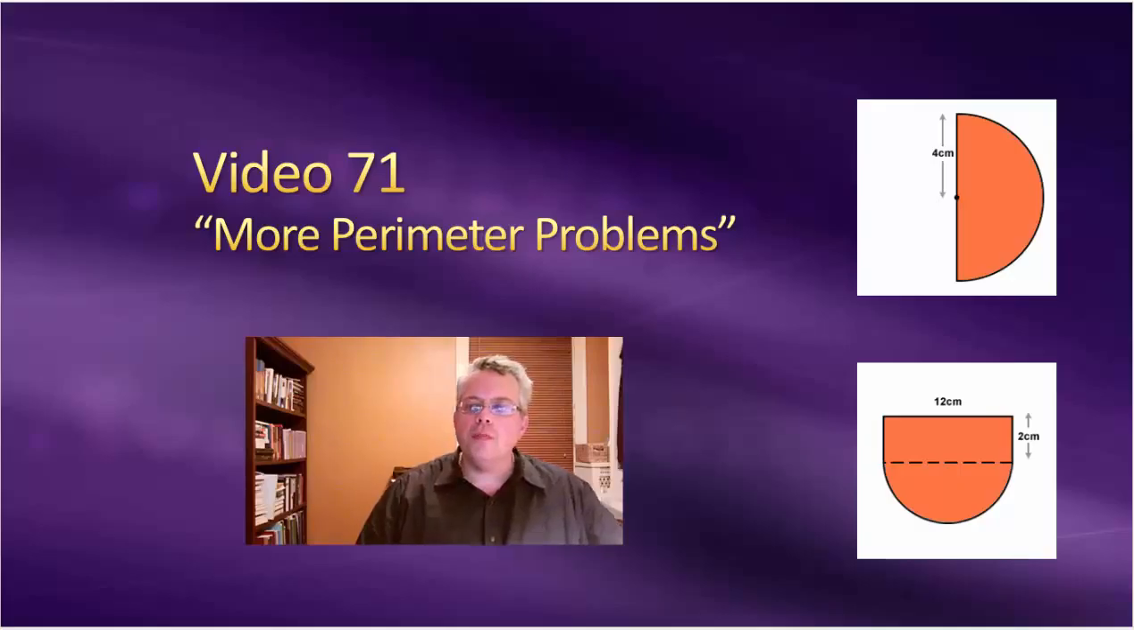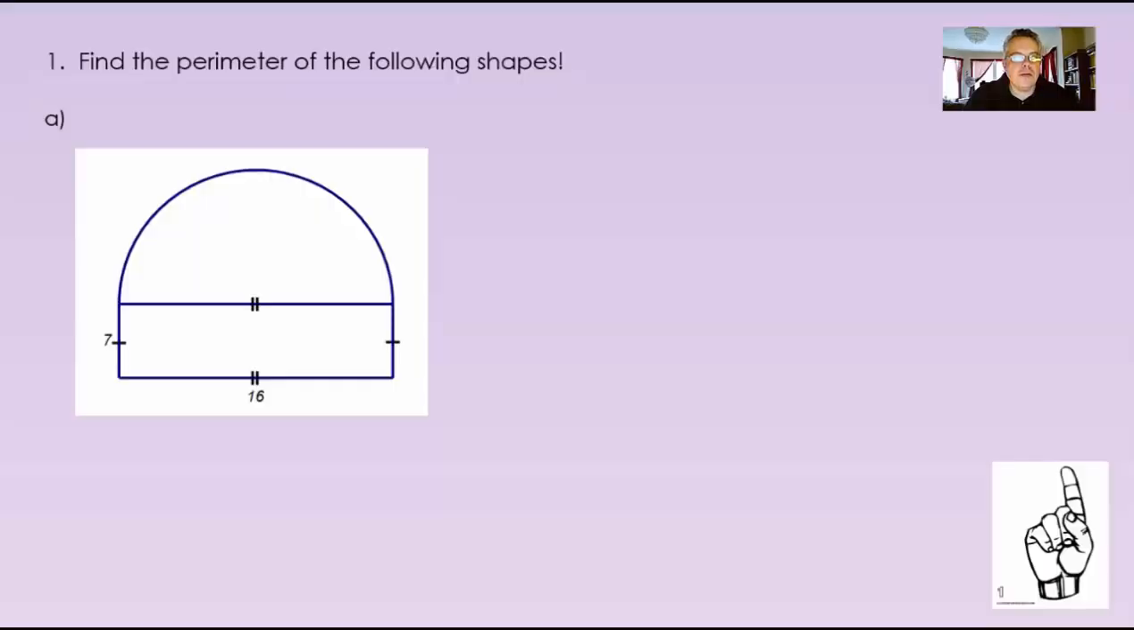Today we're going to talk about more perimeter problems. We're going to discuss how to do the perimeter of shapes that are part circles and part not. Here we go. These are perimeter problems that have a couple of steps to them. So we want to find the perimeter of this shape here. We see there's kind of a rectangle and a semicircle put on top of it.